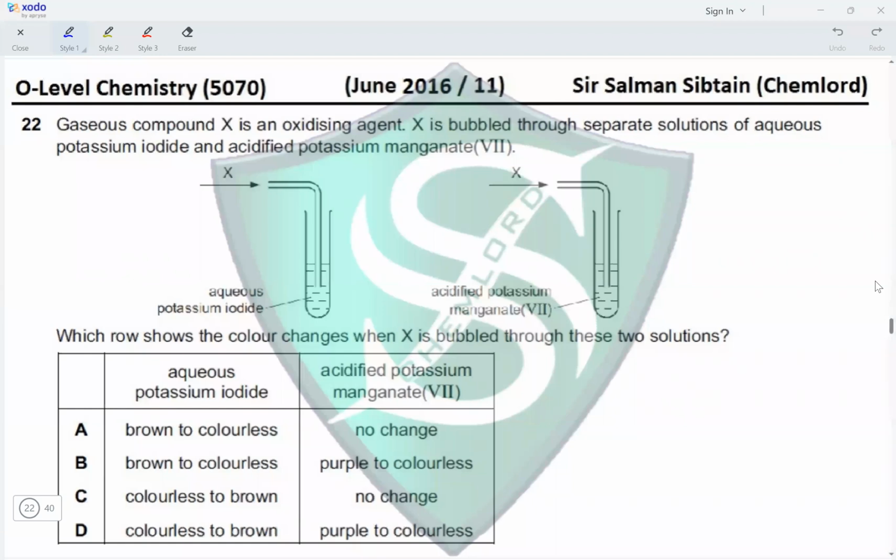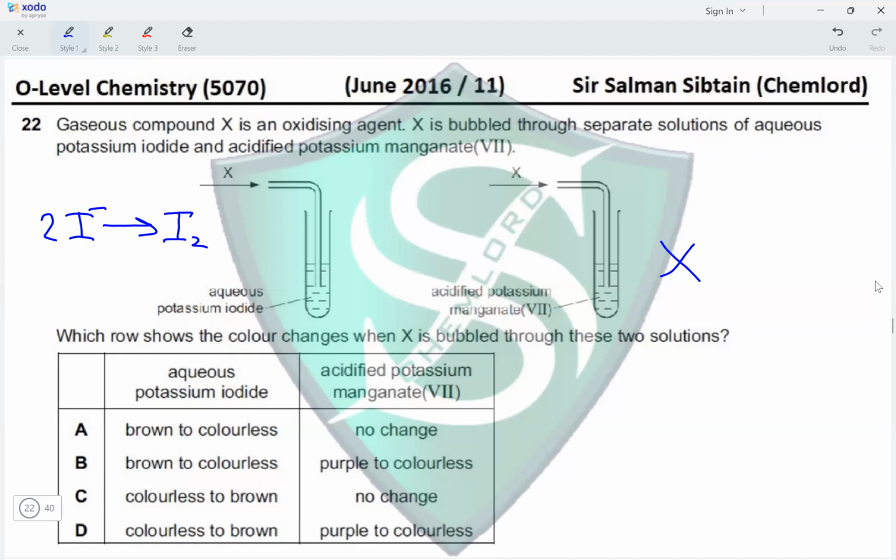Question 22. Gaseous compound X is an oxidizing agent. X is bubbled through separate solutions of aqueous potassium iodide and acidified potassium manganate, which itself is an oxidizing agent. Which row shows the color change when X is bubbled through these two solutions? In the aqueous potassium iodide solution, iodide ions will be oxidized to iodine, whereas potassium manganate(VII) itself is an oxidizing agent. So, two oxidizing agents will not be reacting with each other.